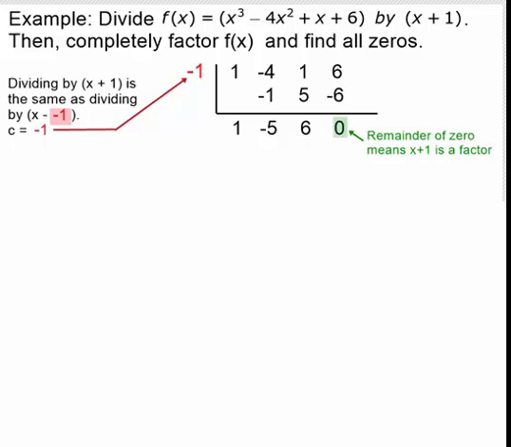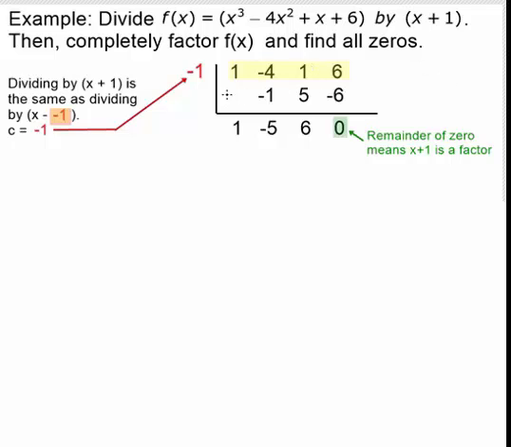Well, we're dividing by x plus 1. That's the same as x minus a negative 1. So our value of c here is not 1, it's negative 1. Our coefficients from 1x cubed minus 4x squared plus 1x plus 6 are 1, negative 4, 1, and 6. So we place those. We have our L bracket. And then I'm going to go through all the steps here.